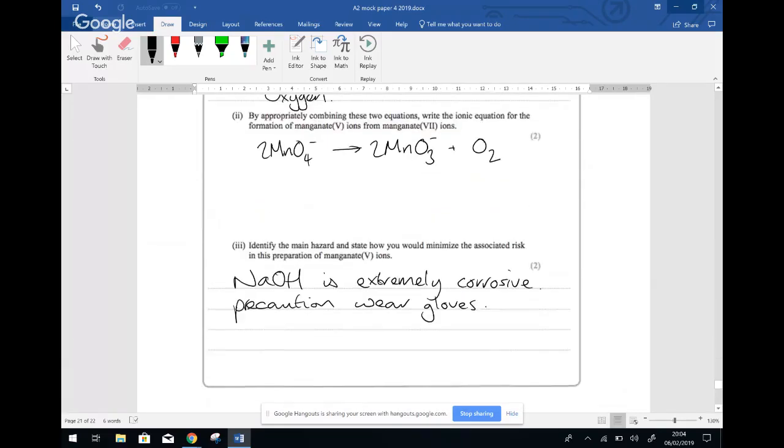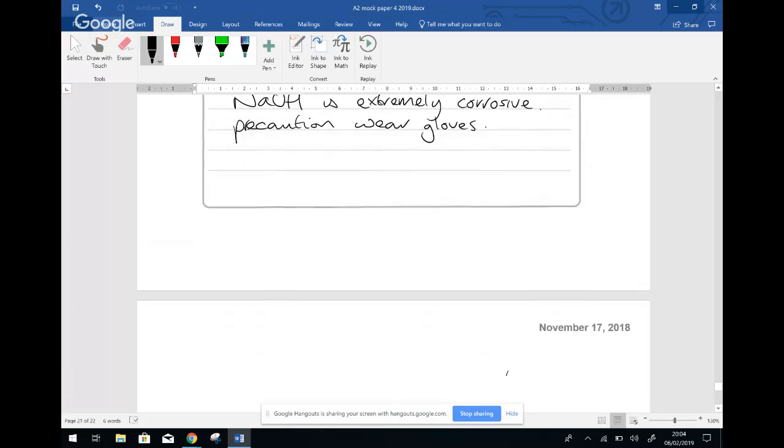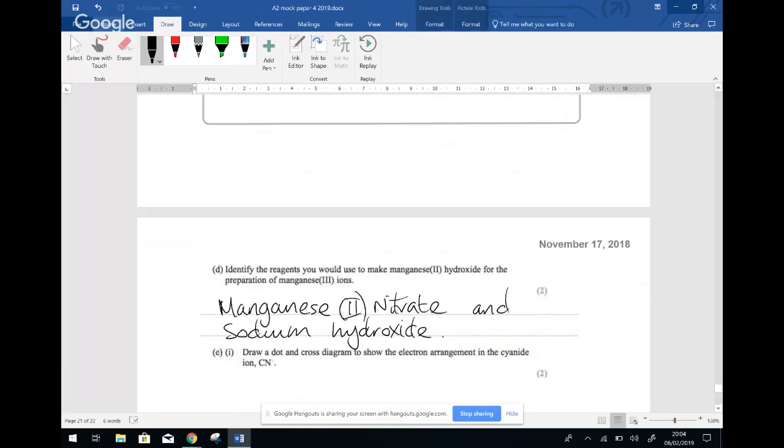Identify the main hazard. The main hazard is sodium hydroxide. Sodium hydroxide, guys, is crazy corrosive. Proper dangerous. Caustic is lethal. So wear goggles and gloves. Gloves being the top answer, though, considering how many times I've burnt myself.